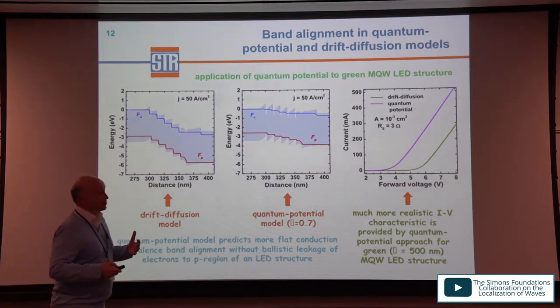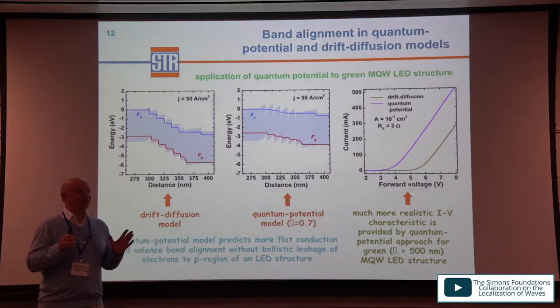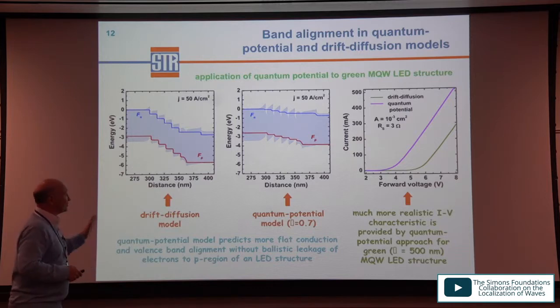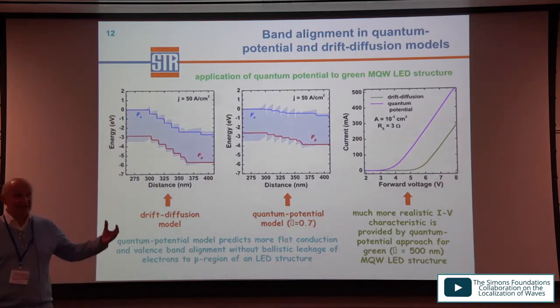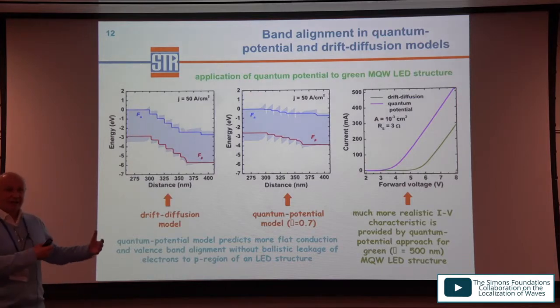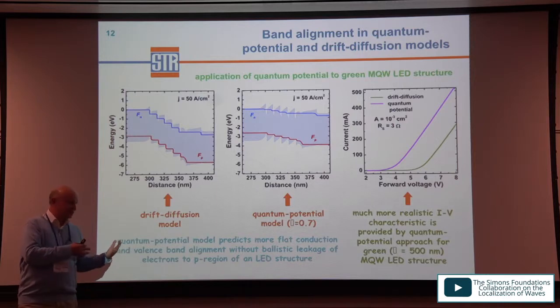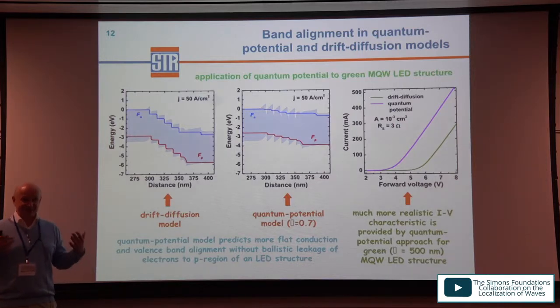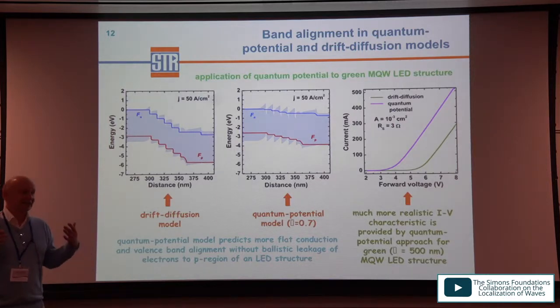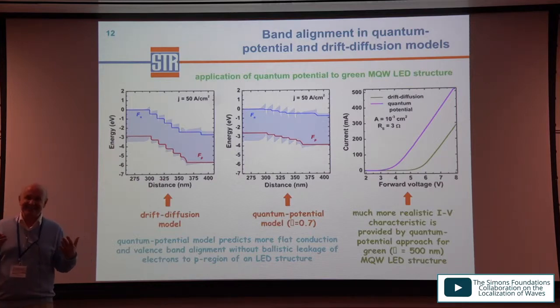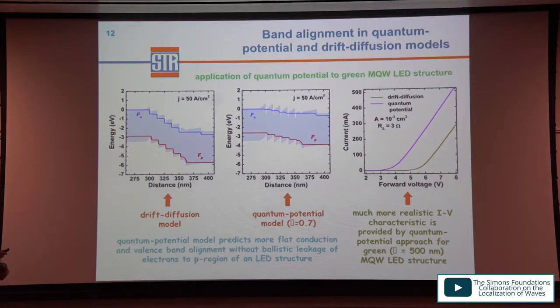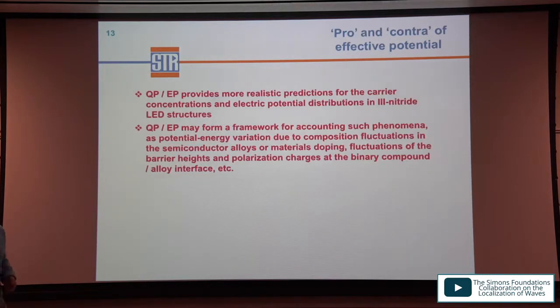what is important, we take into account only the quantum corrections to the real potential. We didn't take into account the fluctuations of the barrier height and so on. So the quantum potential, the effective potential framework, enables, in principle, taking this effect into account too. And these are the advantages of using the quantum potential.